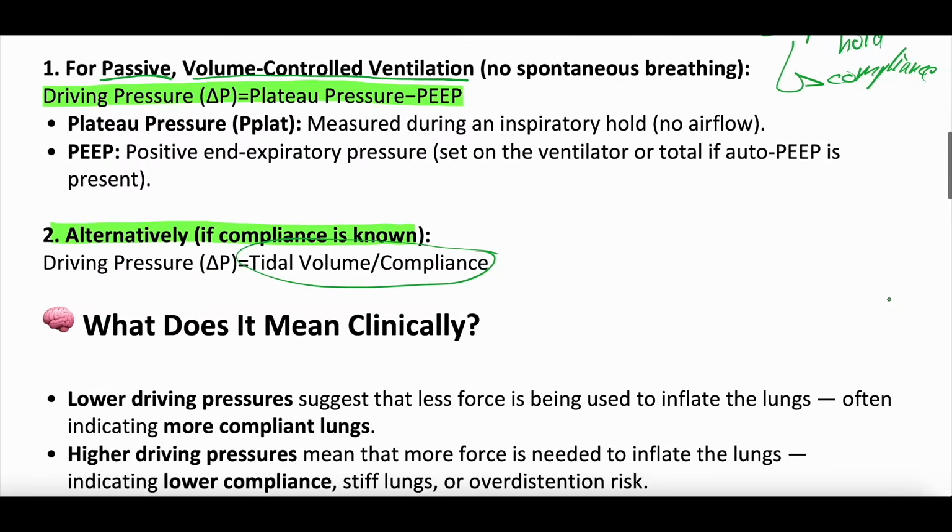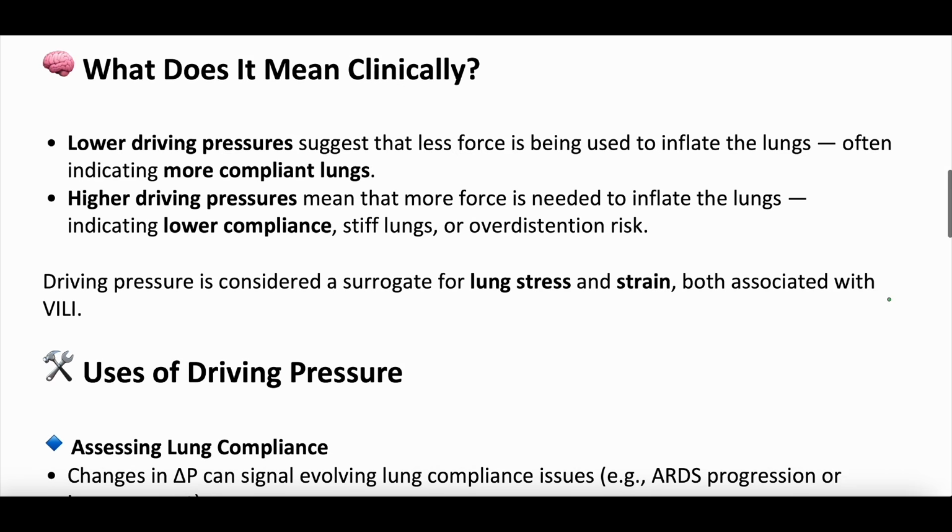All right, so what does it mean clinically? What does the driving pressure mean clinically? Well, as we mentioned, lower driving pressures suggest that less force is being used to inflate the lungs. And this often indicates the lungs are at a better, more optimal compliance, whereas higher driving pressures mean that there's more force needed to inflate the lungs, and the lungs have kind of a lower compliance, aka stiff lungs or over-distended lungs. So lower driving pressures are quote-unquote good. Higher driving pressures are quote-unquote bad.